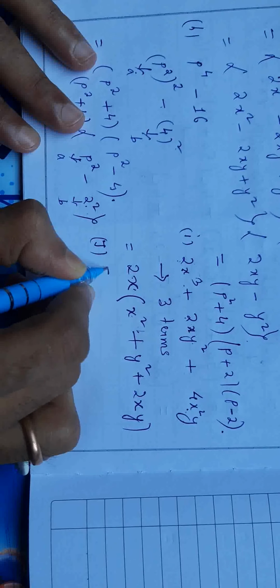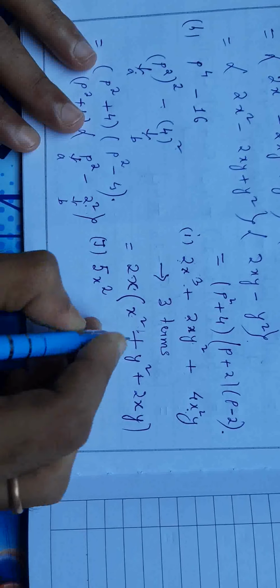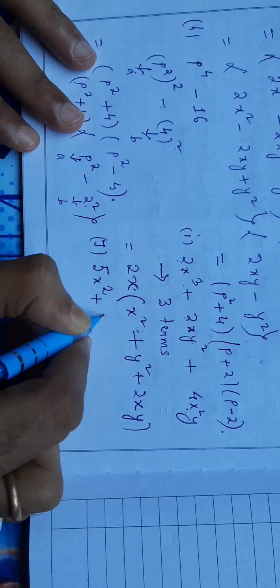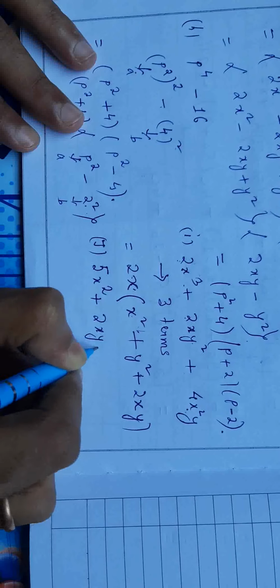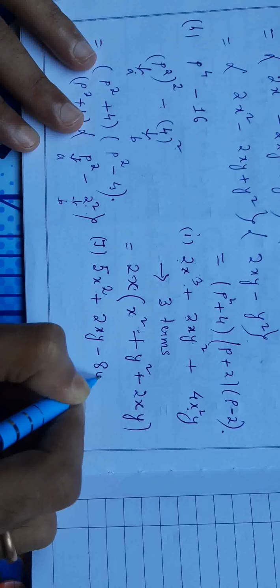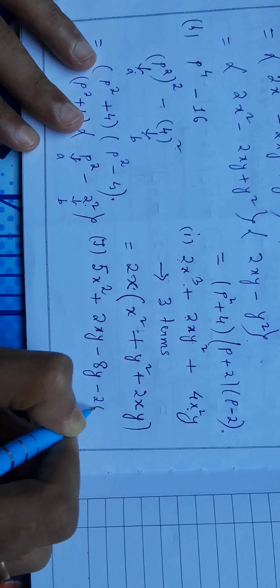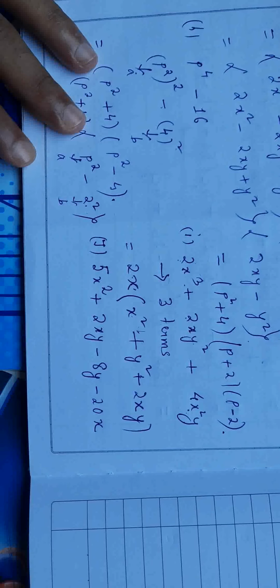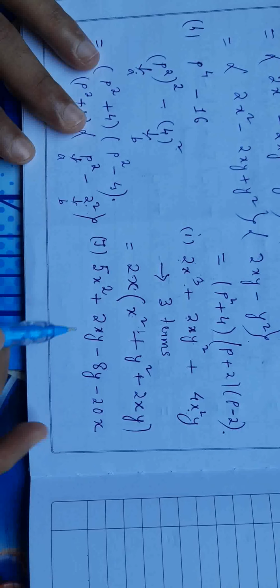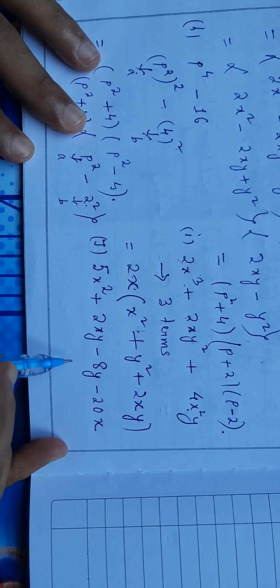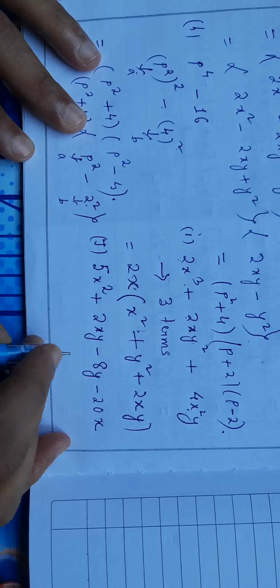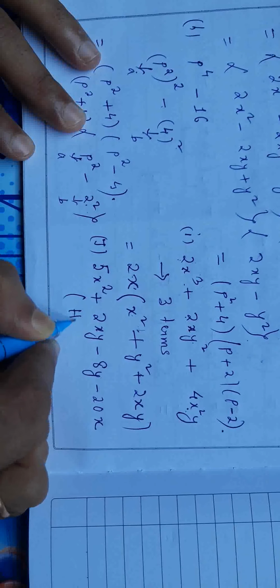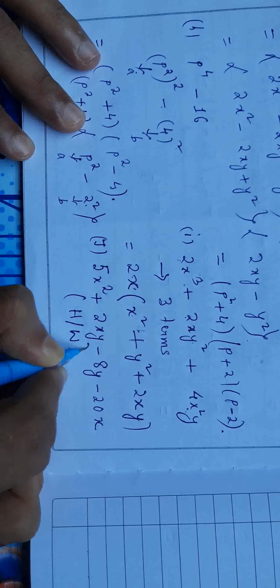Next question is 5x square plus 2xy minus 8y minus 20x. Since we have done a similar question in the previous sums, all of you try this. This will be your homework.